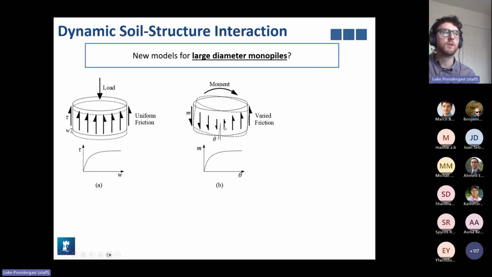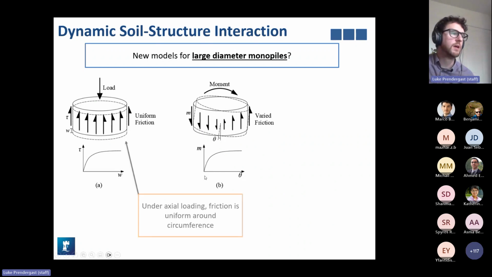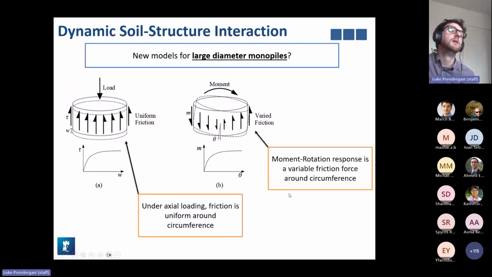So we can use some of the approaches from CPT-based axial capacity, like the UWA approach or the ICP approach, and we try to modify those to generate moment rotation curves. So this is saying what I just said verbally. Under axial loading, we have a uniform friction, and under variable or moment rotation, we'll get a variable friction.